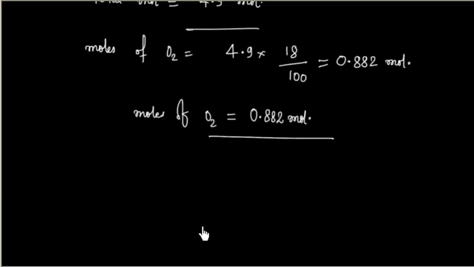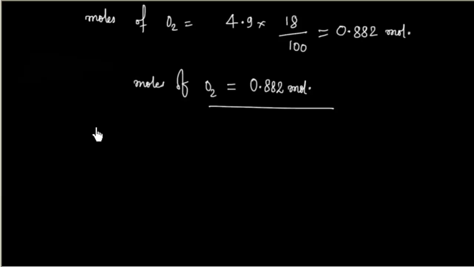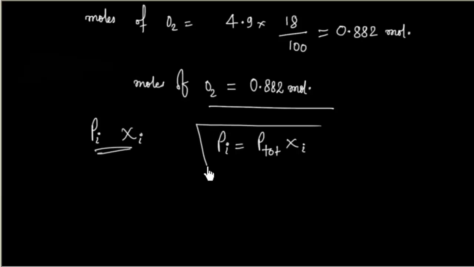So what we have done in this problem is basically applied this idea: if partial pressure is given, then we can calculate mole fraction, or if mole fraction is given, we can calculate partial pressure, and the formula is partial pressure equals P total times mole fraction. This is the formula we can apply to solve these kinds of problems.